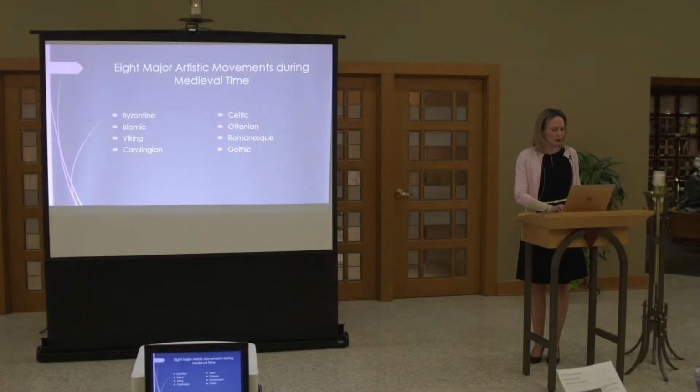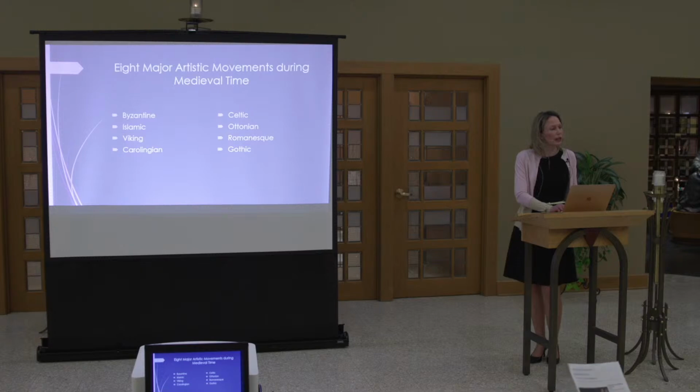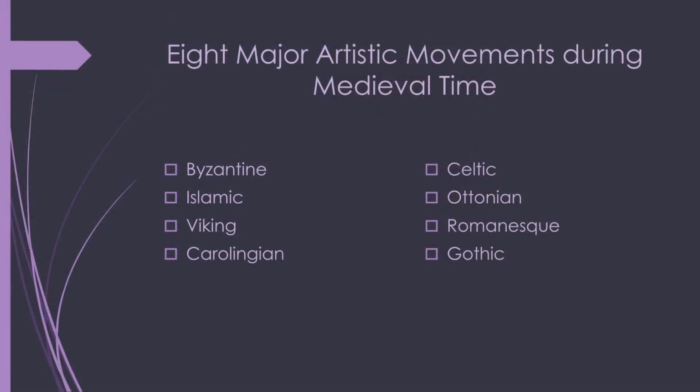During the Middle Ages, a huge change in artistic development occurred as well. New art genres were created through fusion of different artistic traditions, such as Middle Eastern and African art. During medieval times, all across Europe, stunning artworks in wood and metalwork, and later illuminated and illustrated manuscripts and books would inspire the early Renaissance. The medieval period encompassed 8 major artistic movements: the Byzantine, Islamic, Viking, Carolingian, Celtic, Ottonian, Romanesque, and Gothic.